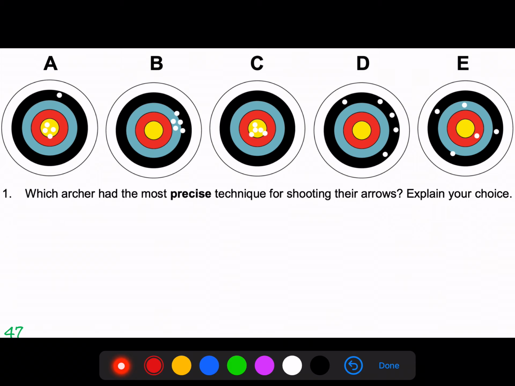Which archer had the most precise technique? Well, this is not so much about the analogy. We need to talk about what precision means. Precision relates to the equipment you use. So if you used a measuring cylinder which has a smaller volume, that's probably going to be more precise than a measuring cylinder which has a greater volume, because the markings on the side will be in smaller intervals. Yeah.